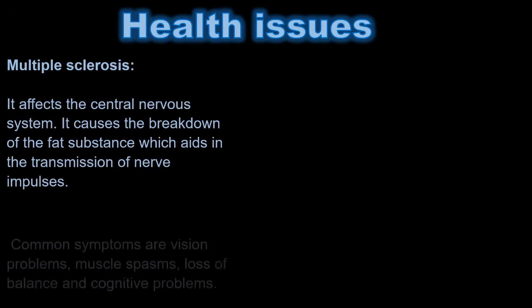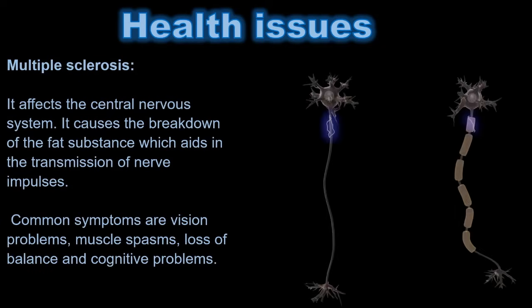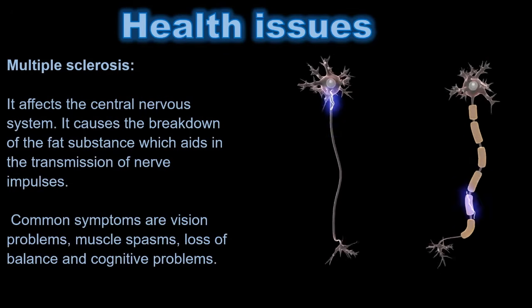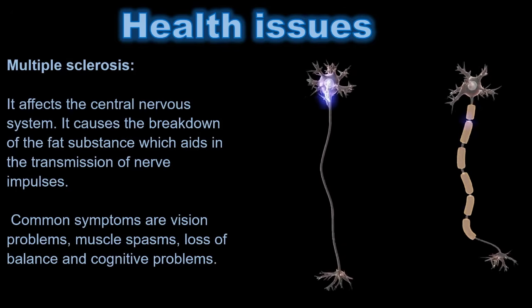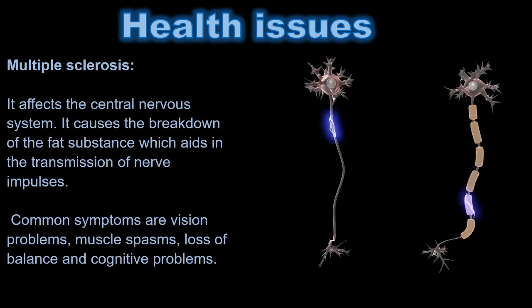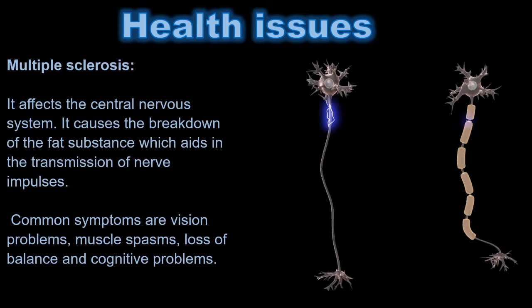Then lastly, we will look at multiple sclerosis. This is a central nervous system disorder. It causes the breakdown of the fat substance which is produced around the nerve cell. Common symptoms are vision problems, muscle spasms, loss of balance, and also cognitive problems. So it affects the transmission of the nerve.